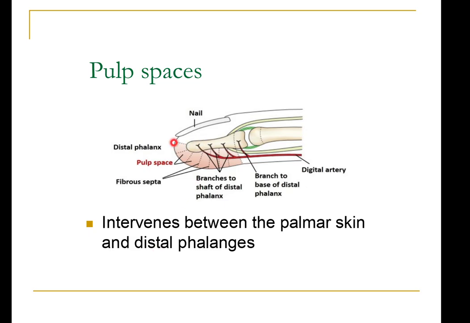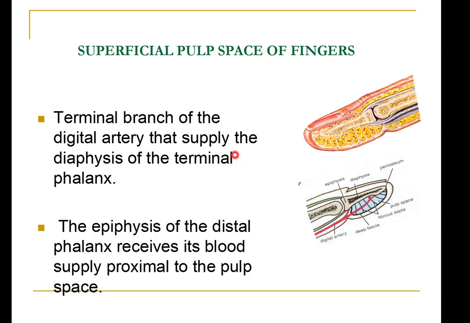So, the pulp space is a space which intervenes between the palmar skin and the distal phalanx. Here you can see numerous fibrous septa connecting the skin to the distal phalanx, dividing this pulp space into a number of lobules. This pulp space is supplied by the terminal branch of the digital artery, which supplies the diaphysis of the terminal phalanx. But the epiphysis of the distal phalanx receives its supply proximal to the pulp space.